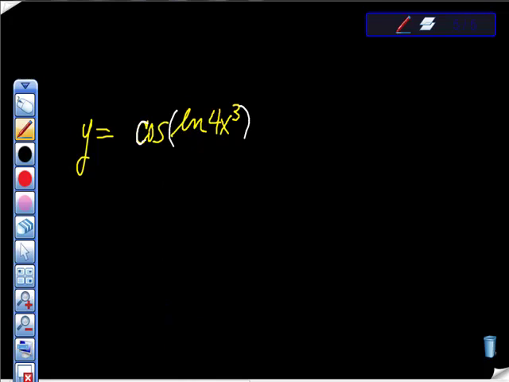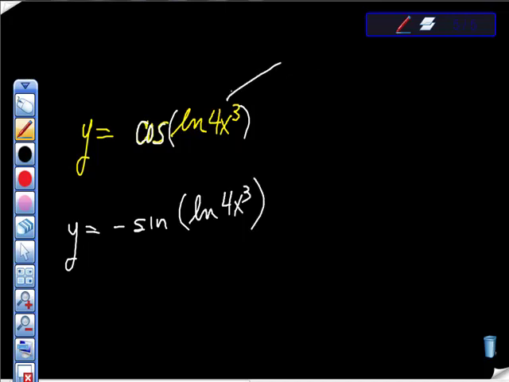going to look at this cosine part as the outer function. I'm just going to take the derivative of the outside, and the derivative of cosine is opposite sine. So I have opposite sine of whatever was in there, which was ln 4x cubed. Now I have to look at this piece here as if it was its own piece, so ln 4x cubed. And I'm going to take its derivative, which happens to be 1 over 4x cubed, times the derivative of 4x cubed, which is 12x squared.